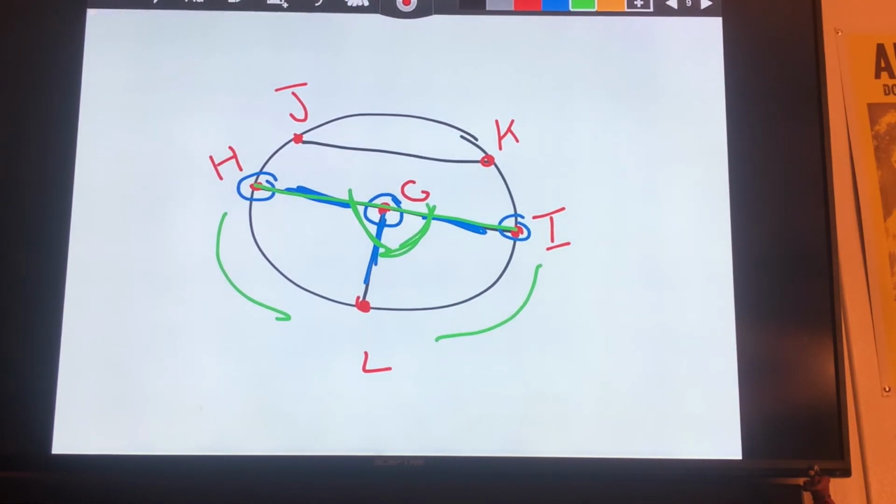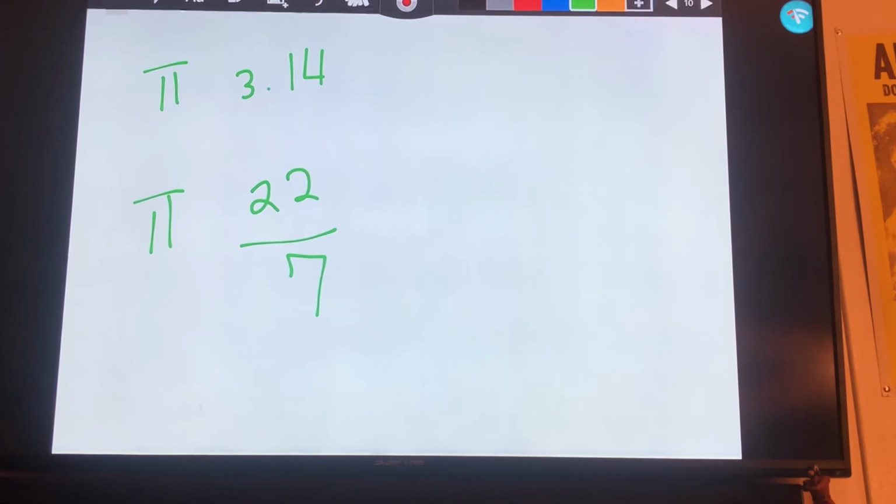Alright, so go ahead and look if you will. It says approximating pi, so two ways. Pi equals 3.14, or pi equals 22 over 7 for when you roughly divide it. It also equals 3.14.